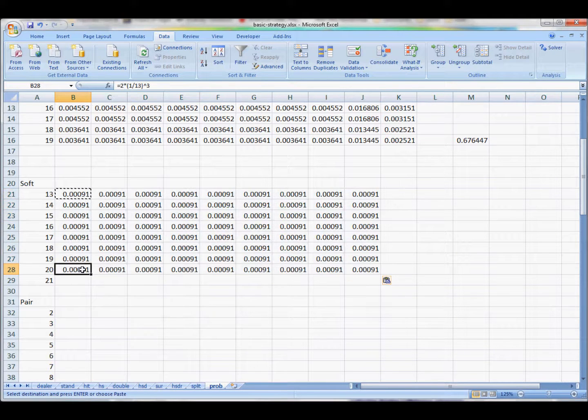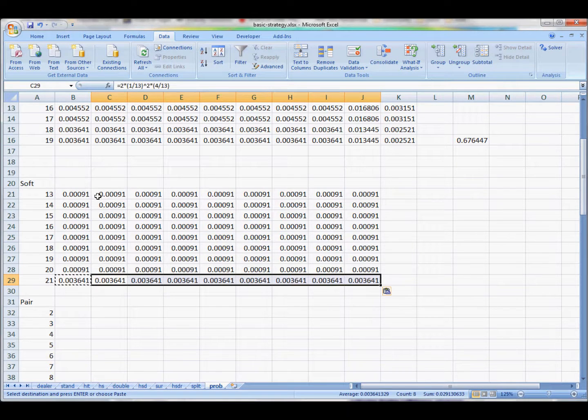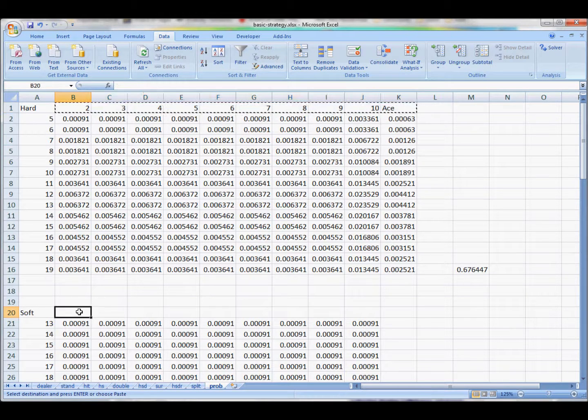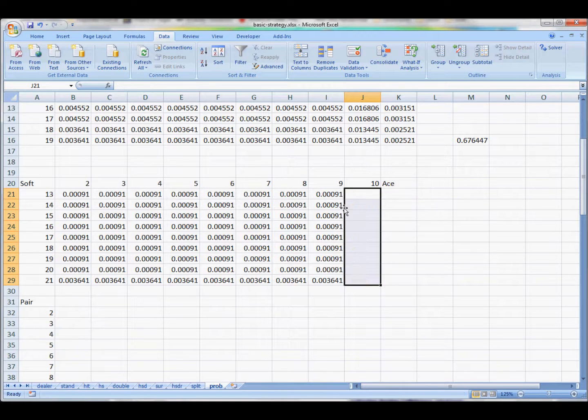With the soft 21, there's a greater chance of that because there's more 10-point cards than any of the other cards. So we're going to do 2 times 1 in 13 squared times 4 in 13. Okay, so I copied and pasted that all the way through the dealer's 9. Actually, I copied and pasted too far. So now let's do the 10. We're going to change one of the 1 in 13s to a 4 in 13, and also multiply by 12 in 13 because the dealer doesn't have an ace in the hole. For a soft 13 against an ace, we can keep it the same, 2 times 1 in 13 cubed, and then times 9 in 13 because we know the dealer doesn't have a 10-point card in the hole.